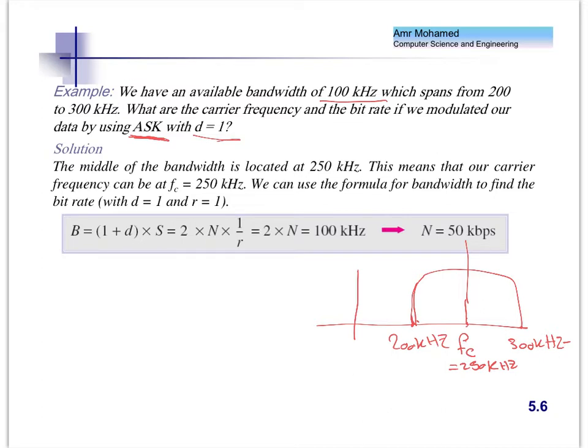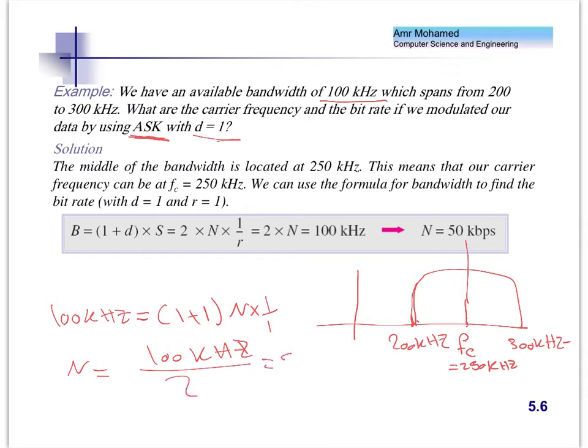Okay, so the bandwidth itself is 100 kilohertz, and we know that this equals (1 + d) times S, where d here is 1. S here is N times r, and r here is 1. So N equals 100 kilohertz divided by 2, which is 50 kilohertz.